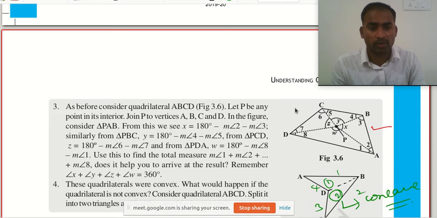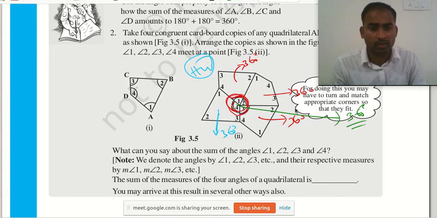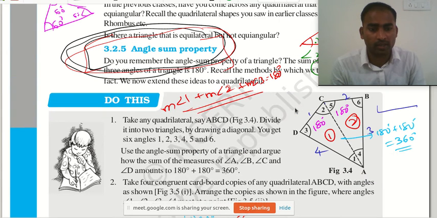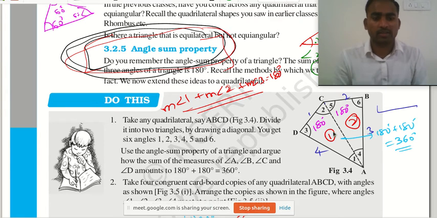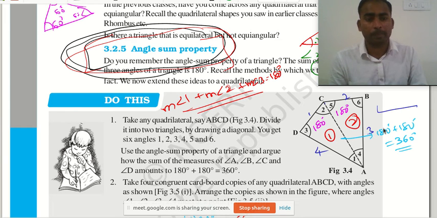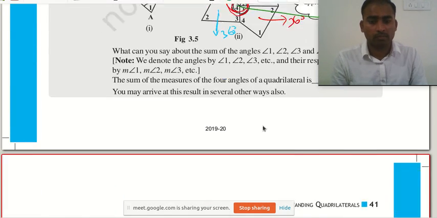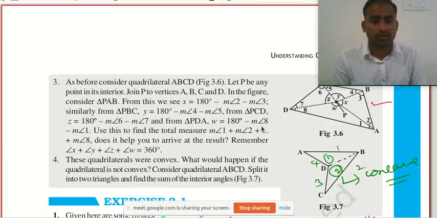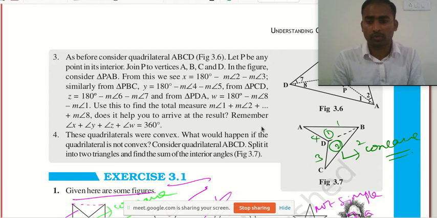Now for a convex polygon, the sum of the measures of all the interior angles depends on the number of triangles. If there are 2 triangles inside the polygon, then we can say 360 degrees for 2 triangles. For 3 triangles, 540. Like that we are saying. But how is it for a concave polygon? That is our question.